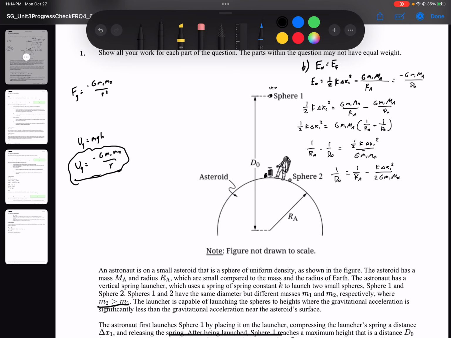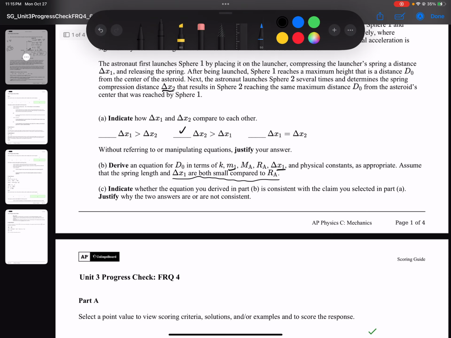Okay, and then I'm going to take the inverse of that. And that's kind of how they represent it. So here, this is not the most pleasant looking function, but this is what the answer is. So I take the inverse to get an expression for d naught: k delta x1 squared, all divided by 2g m1 ma. And that's my answer. All right, so what else do we have to do?